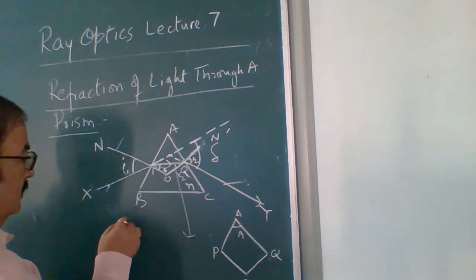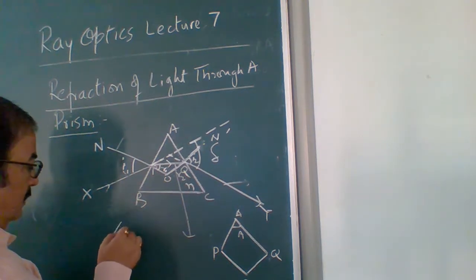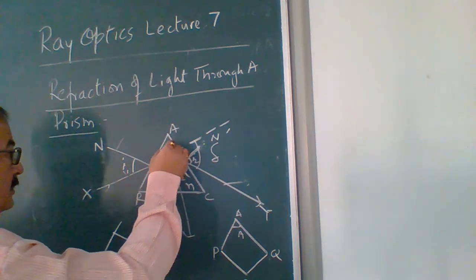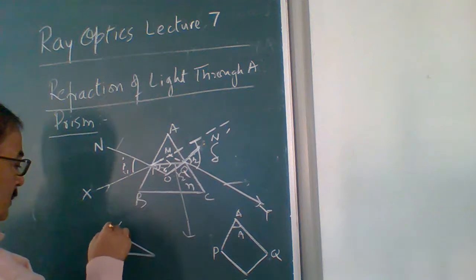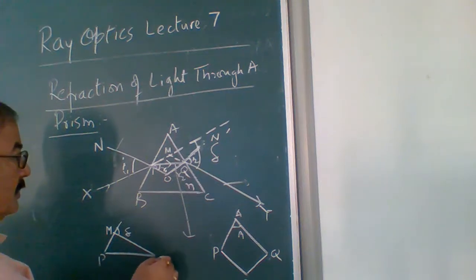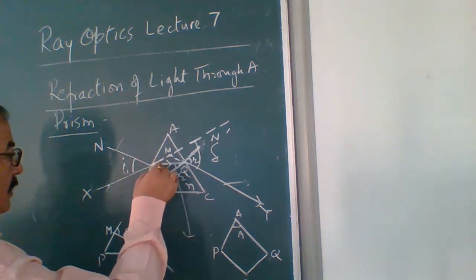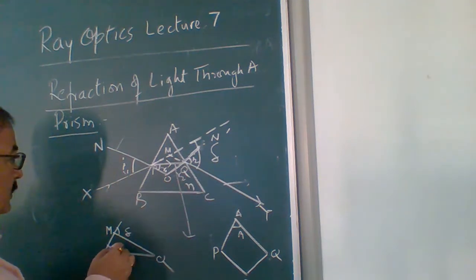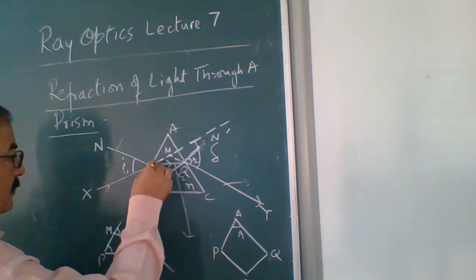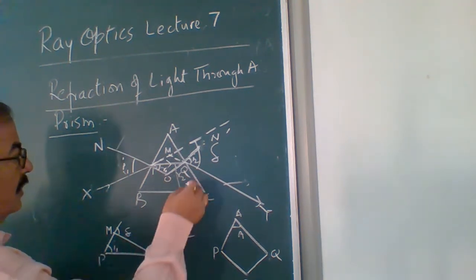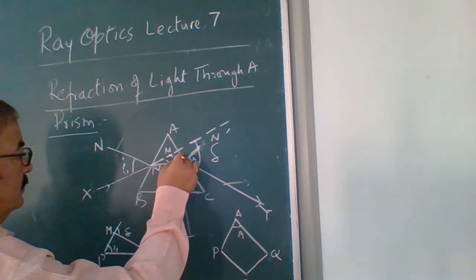Now we have another two things. This is point, say, M. Point M, angle of deviation. This is P, this is Q, and let us take the whole of this angle as I1, and this is I2, therefore the whole of this angle will be I2.